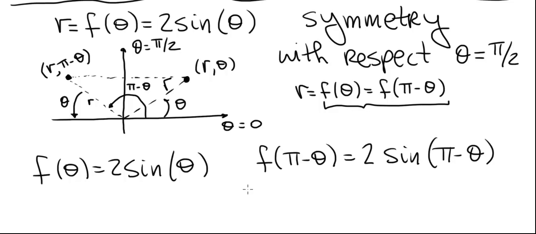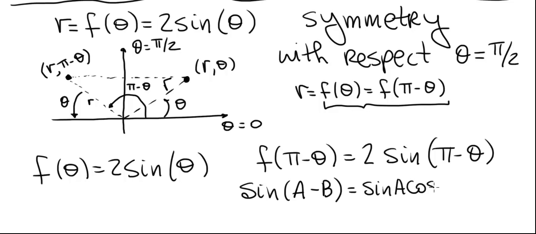And we're going to utilize the following trig identity. Sine of a minus b is equal to sine of a cosine of b minus sine of b times cosine of a.